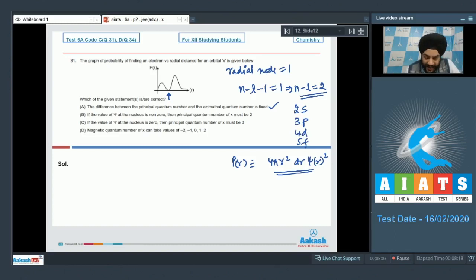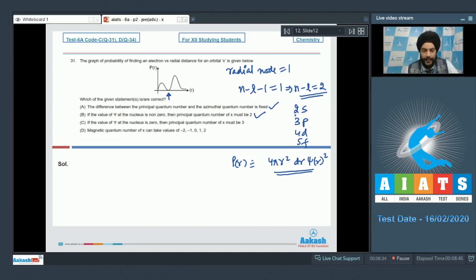So now the examiner seems to be interested that if the value of psi at the nucleus is non-zero, then the principal quantum number of x must be 2, students. This is a correct statement. We know that for an s orbital, the value of psi is non-zero at the nucleus. So if the value of psi is non-zero at the nucleus, it means that the orbital has to be an s orbital and correspondingly the principal quantum number will have to be equal to 2. So the second statement is correct.